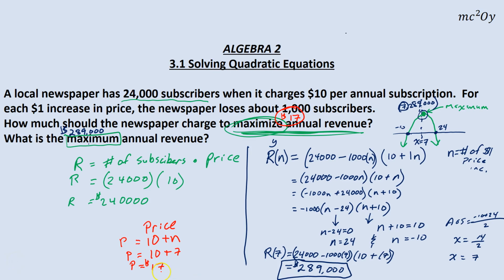One thing that could be confusing is someone looking at this, like, hold on, if my price is 17 and this is 7 over here? Remember, this picture is a picture of the revenue as a function of the number of price increases, not the revenue as a function of the price. So this picture just dealt with the number of price increases. We use that and this piece right here to actually calculate our price. Remember, our price was our second quantity there.